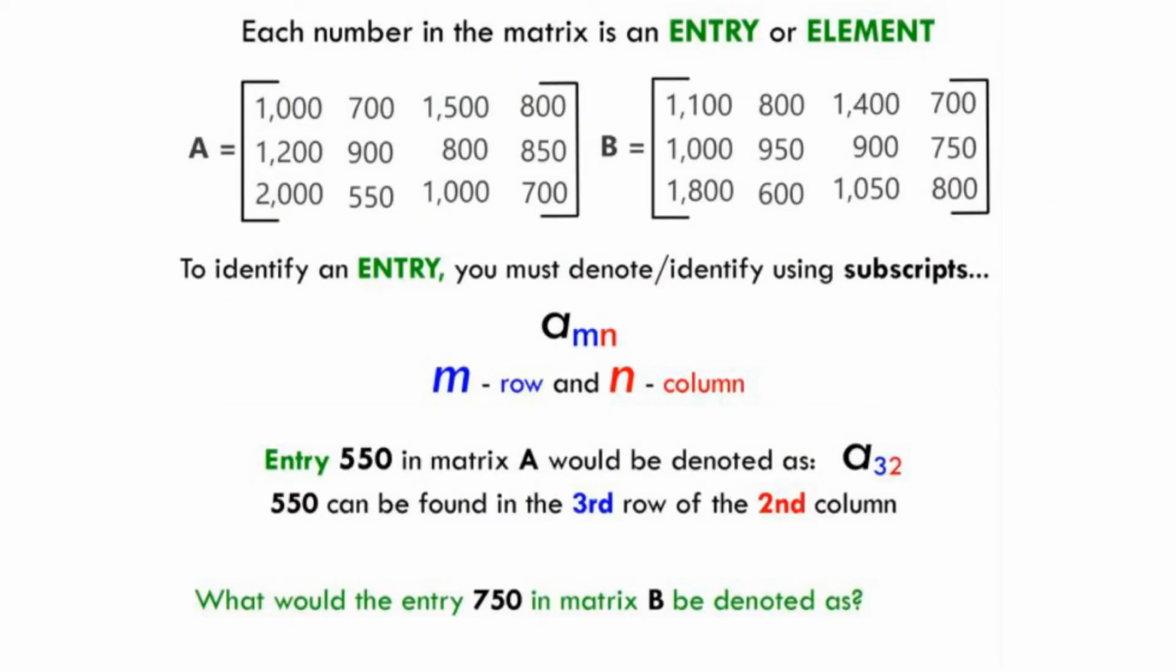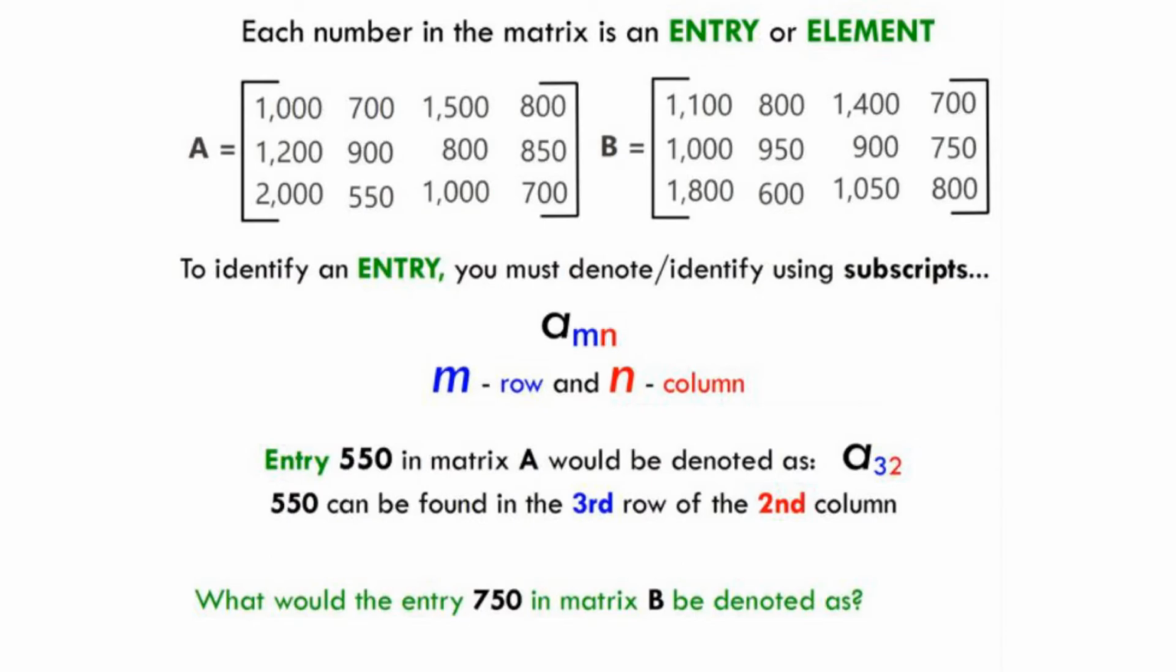In a matrix, each number is called an entry or an element. If we have this matrix A that has all of these numbers, and matrix B has all of these numbers, to identify an entry, you're going to see it written like this: A sub MN. The lowercase a represents the matrix that they want you to look at. In this case, we're looking at matrix A. The M, the first number that you see, represents the row. The second number that you see represents the column.